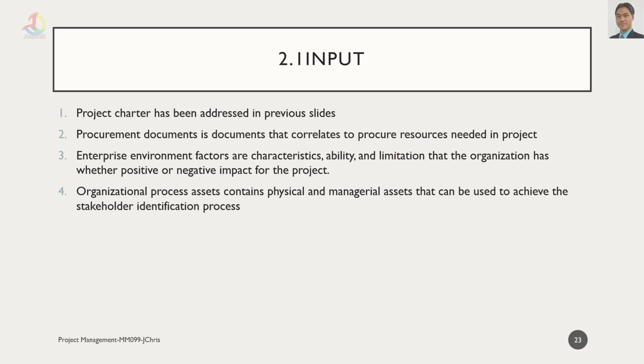The input is project charter. We already addressed it in the previous slide. The procurement document is a document that correlates to procuring resources needed in the project. The enterprise environment factor are the characteristic, ability, and limitation that the organization has, whether positive or negative impact for the project. And the organizational process asset contains physical and managerial assets that can be used to achieve the stakeholder identification process.